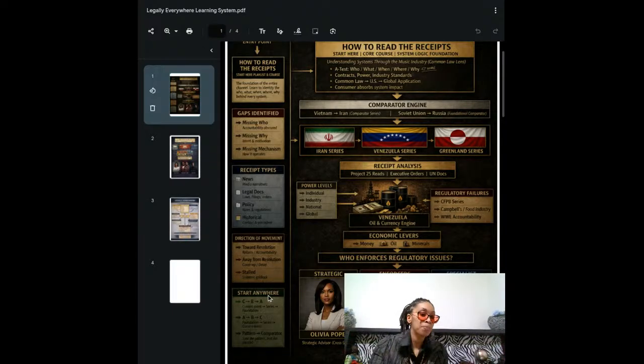As I've been saying, pretty much we can start anywhere, but that's generally the fluid movement of that part, right? So from there, once again, you have that stress test: who, what, when, where, why. Then you have contracts, power, the industry elements, right?